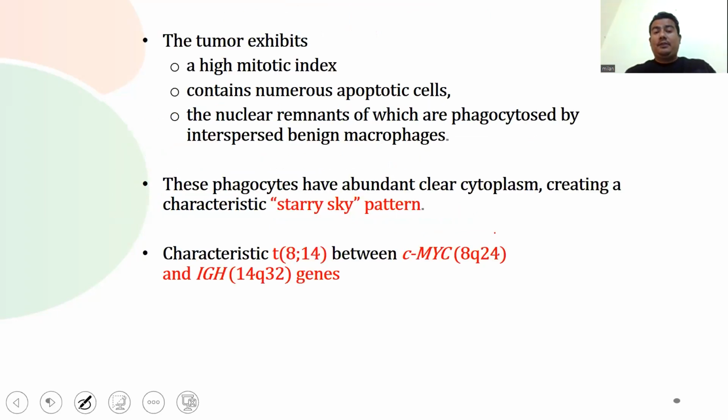The immunodeficiency-related type is at times, 30 to 40%, associated with HIV infection. This tumor, as I've already said, is a high-grade tumor. It has a high mitotic index, contains numerous apoptotic cells, and these apoptotic debris are phagocytosed by macrophages. These macrophages impart a starry sky pattern when observed under light microscopy. Burkitt's lymphoma has a characteristic 8;14 translocation between the C-MYC and the IGH gene.